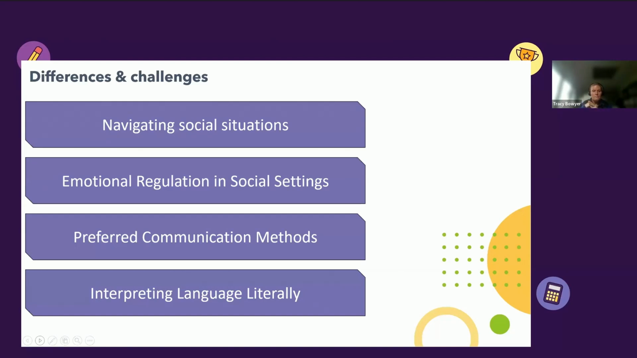Thinking about preferred communication methods. Our young people may have different ways of communicating. It might be that they use communication aids. Maybe they've got speech delays, or if they are anxious, for example. So when my little girl is anxious, she becomes situationally mute. Even though she has language, she isn't always able to access that language when she's feeling overwhelmed or she's feeling anxious.